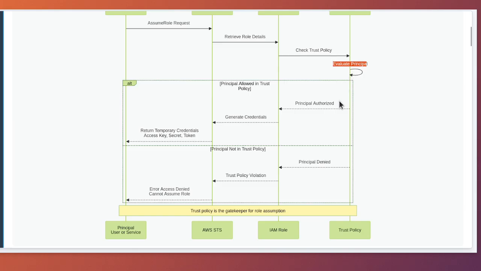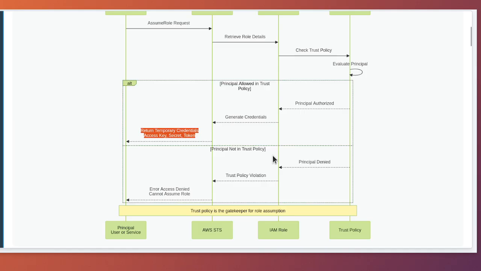At this point, the diagram shows an alt box with two paths. In the success path labeled principal allowed in trust policy, the trust policy sends a response back to IAM role labeled principal authorized, indicating the trust check passed. IAM role then sends a message to STS labeled generate credentials, instructing STS to create temporary credentials. STS responds to principal with return temporary credentials including the access key, secret, and session token. The principal can now use these credentials to make API calls with the role's permissions.